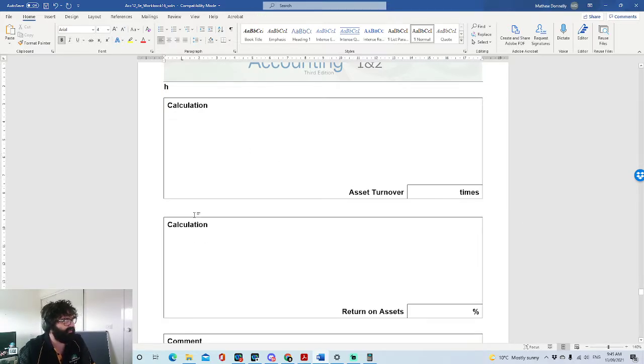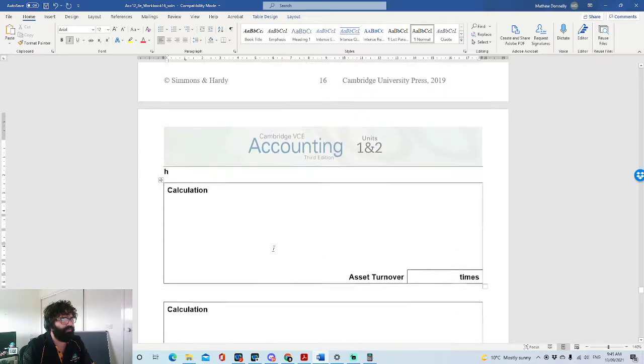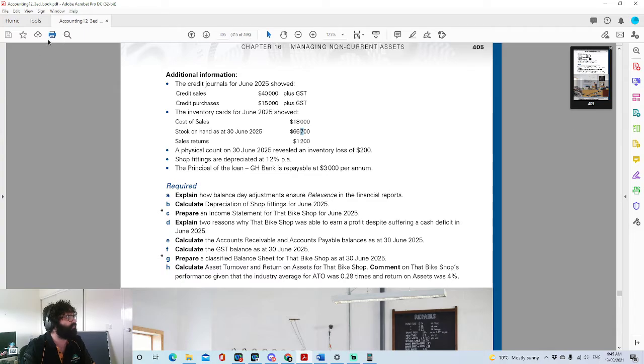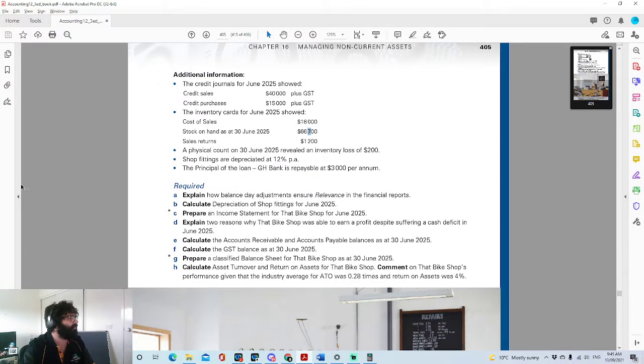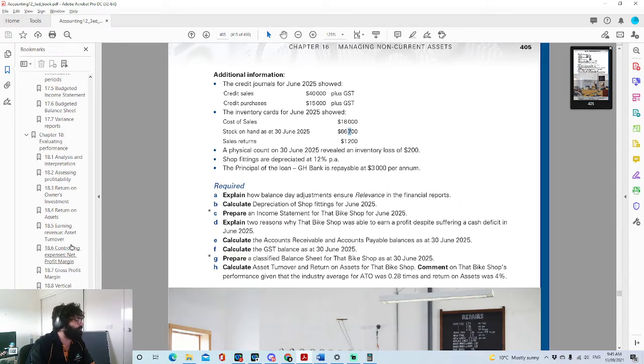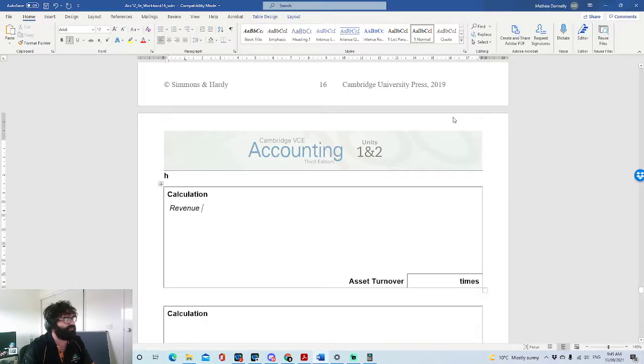All right, asset turnover, return on assets. Let's calculate that. So the asset turnover is your revenue, and I did actually bring this up. I am going to direct your attention to the theory behind this. So our asset turnover is our net sales over average total assets. So revenue or net sales, we'll go net sales over assets. Is it average assets? It's average total assets.